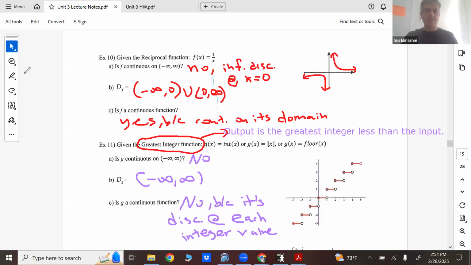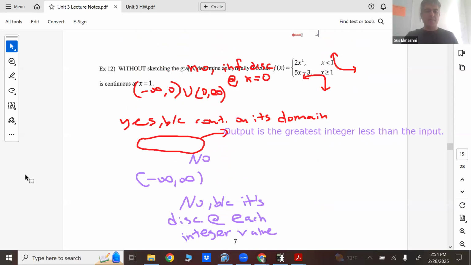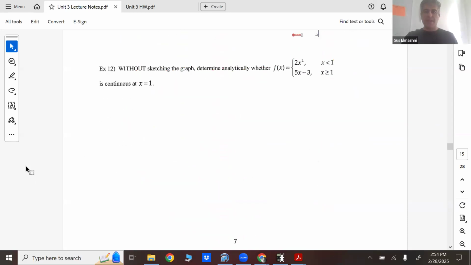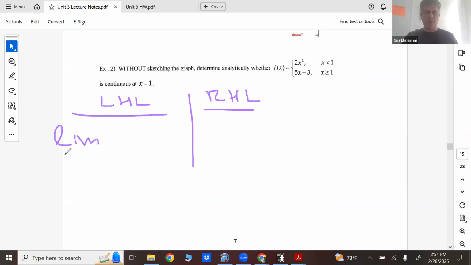All right, last one, example 12. Without sketching, determine analytically. Okay, so let's do the left-hand limit. Let's do the right-hand limit, and let's compare. Left-hand limit. So formally write like this: limit as x approaches 1 from the left side. Which is really just saying this, right? That's a 2. No, I crossed my Z's because of my messy handwriting. It's all good.